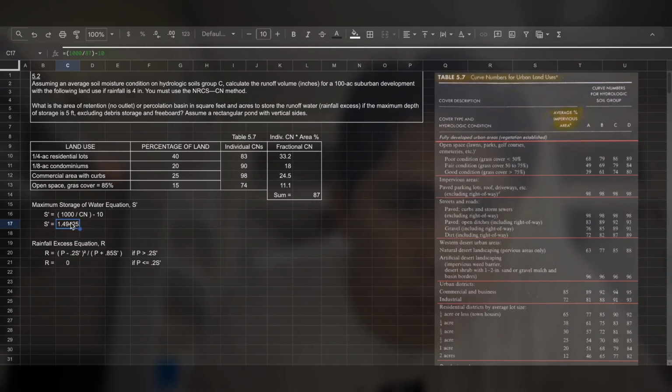I don't like this. I don't know why it's not working. Anyway, it's about 1.49 of storage, and let me check with my calculator.